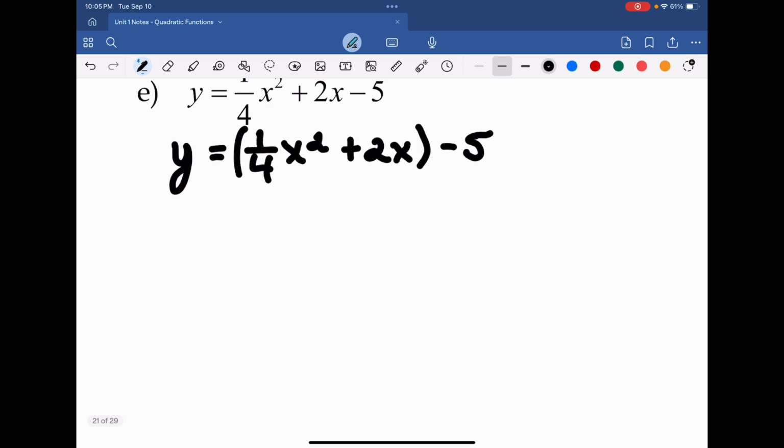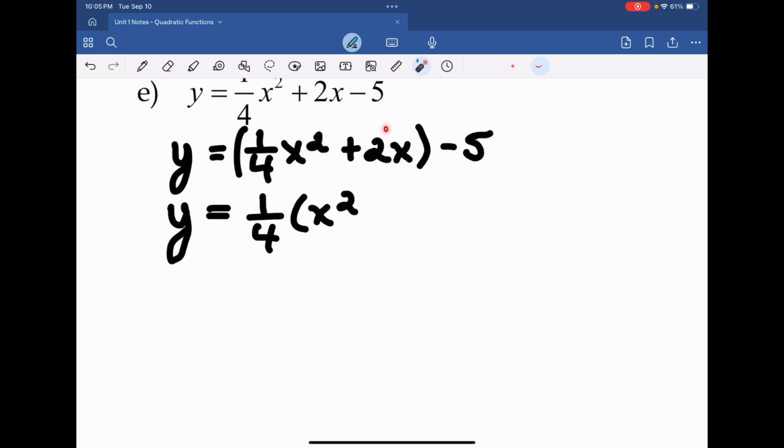I'm going to then remove 1/4, or divide by 1/4. When I take a number and I divide it by a fraction like this, like 1/4, it's going to leave me with just the x squared. And what I'm actually doing is, if you divide by a fraction, you're actually multiplying by whatever's in the denominator. So it's going to be 2 times 4. This is going to give me positive 8x here. Close the bracket, minus 5.